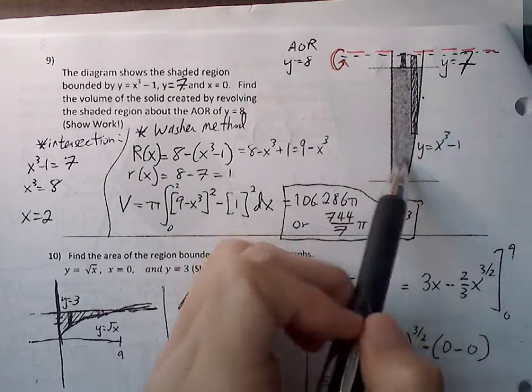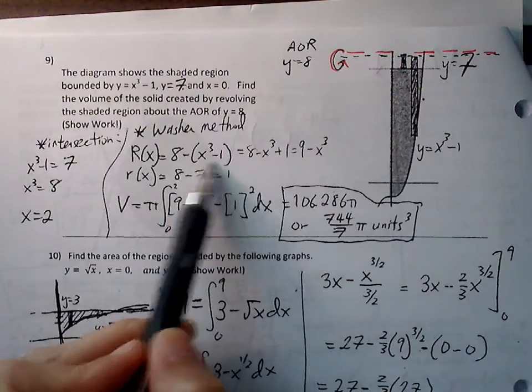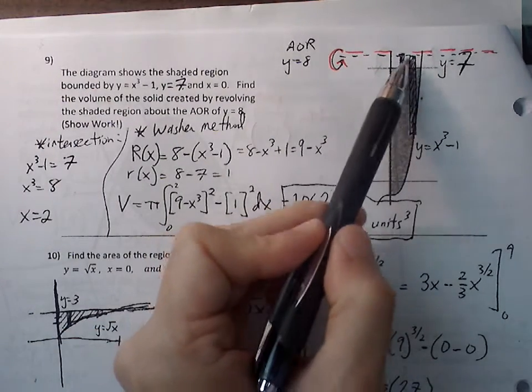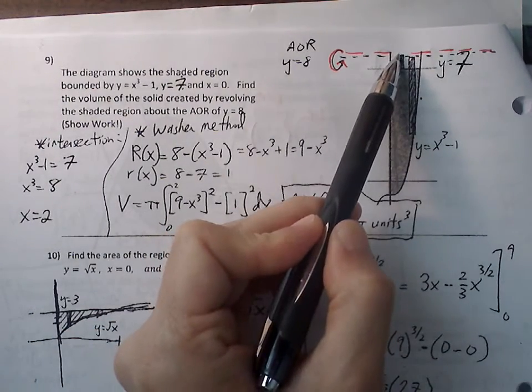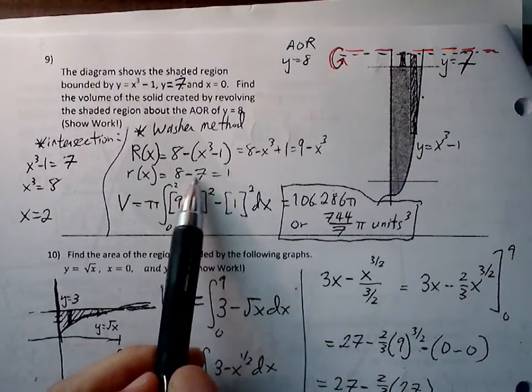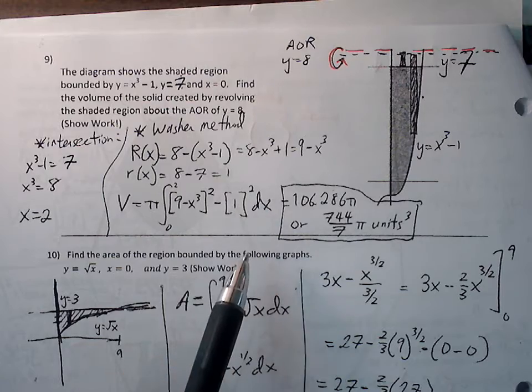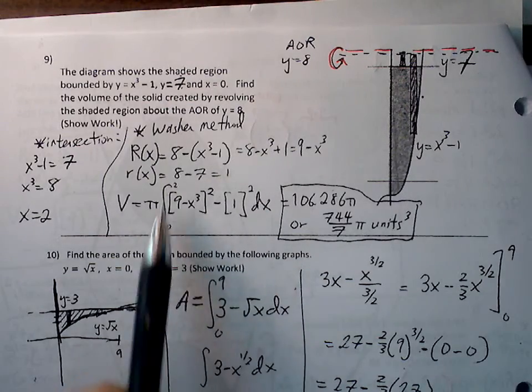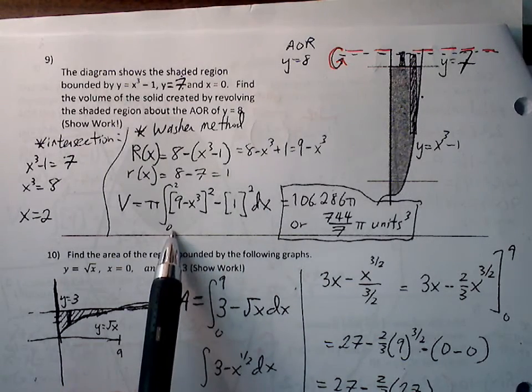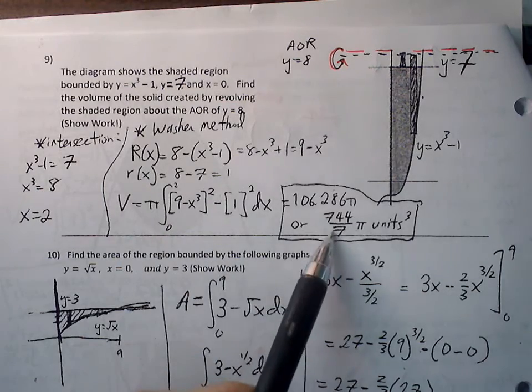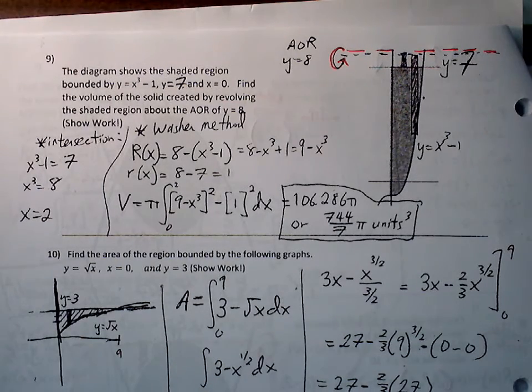So we do 7 minus parentheses x cubed minus 1. And then top minus bottom here. Top is at the 8, the bottom is at the 7, so 8 minus 7 is 1. Big radius squared minus little radius squared, from 0 to 2, our bounds carry over from the previous problem. So 744 over 7 pi cubic units.